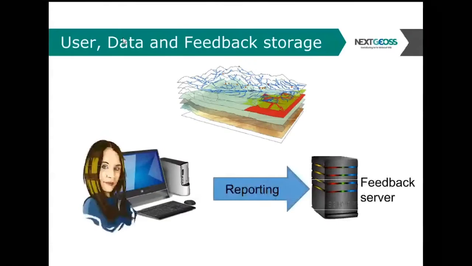Okay, so the smart user was actually a girl, as you see here, and she is reporting. By reporting, that means she is producing some information, some comments, some stars, some quality assessment, whatever, and sending this to the feedback server.